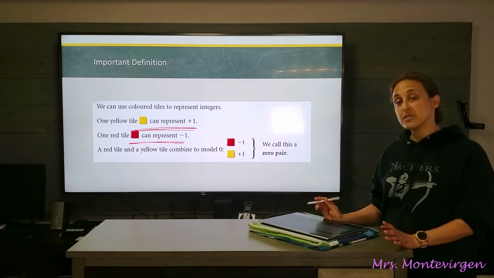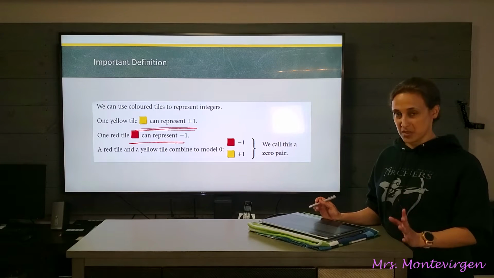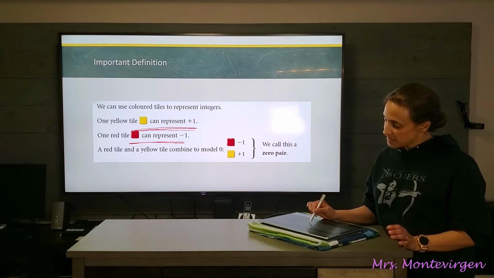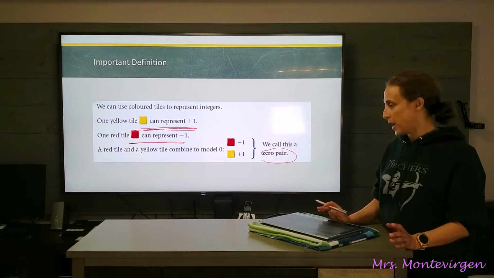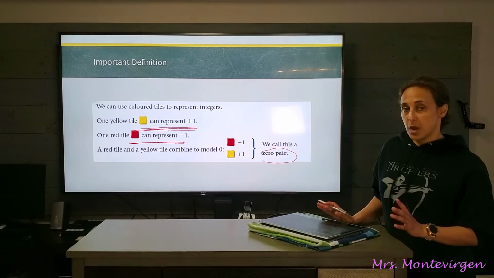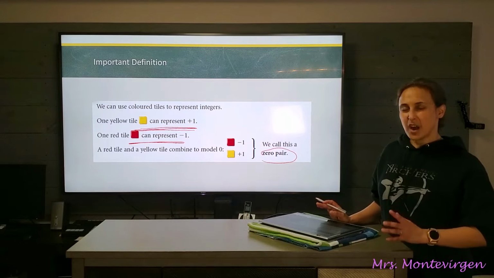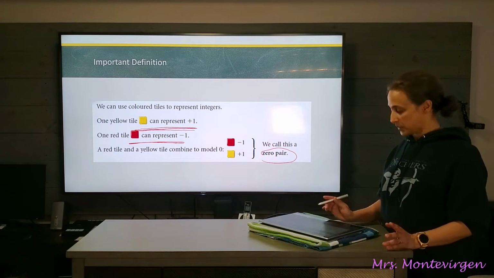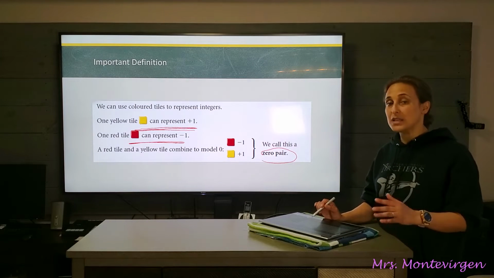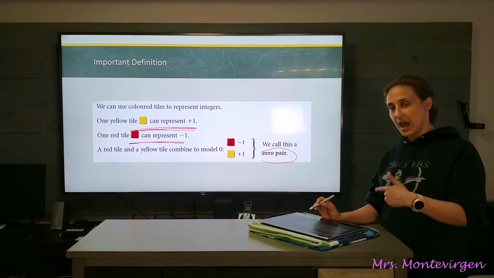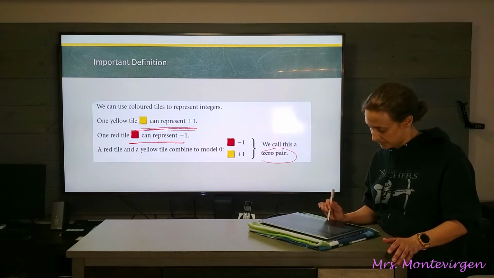Okay? Now, there's another definition I want you to remember, and this one's going to be really important when we go on to do future lessons, and that is a concept called a zero pair. When you have one red tile and one yellow tile, they kind of cancel each other out. And that's what we call a zero pair. And you're going to find out what exactly I mean as we go on through this lesson.